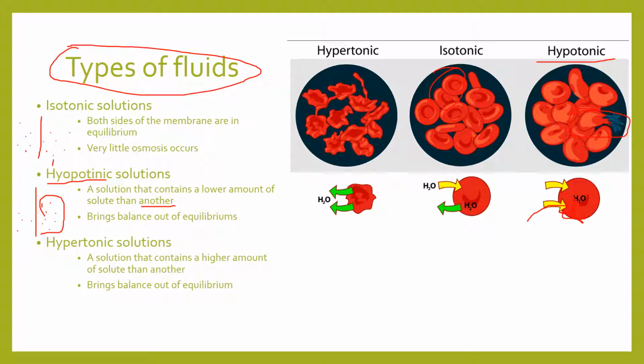Hypertonic solutions are the opposite of that. So that's when you have more solute on the outside of the cell than you have on the inside of the cell. And what that does, remember, water follows solutes, so water is going to move out of the cell, and as you can see it here, the cells are all shriveled up and water is moving out of the cell.